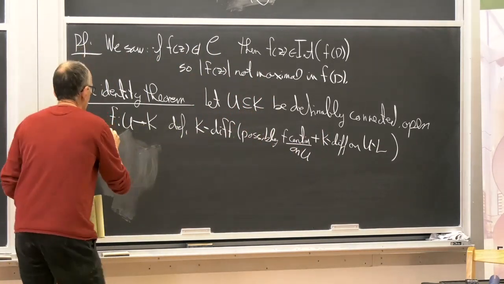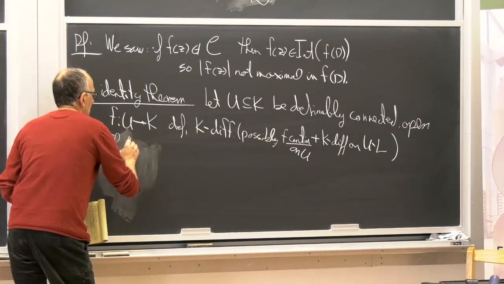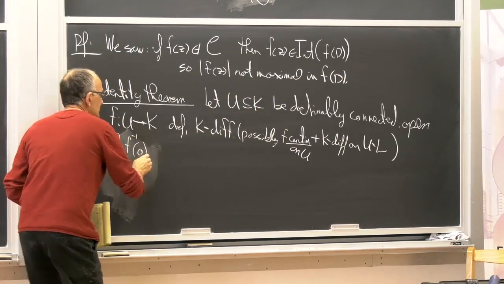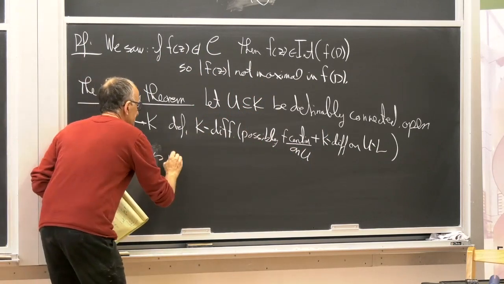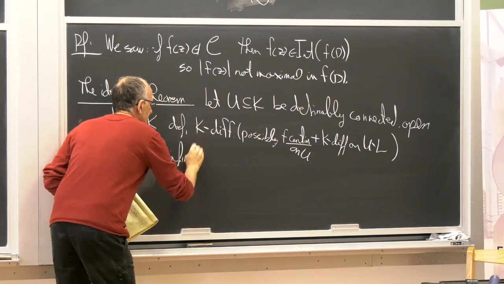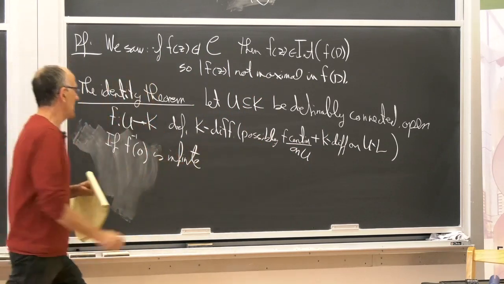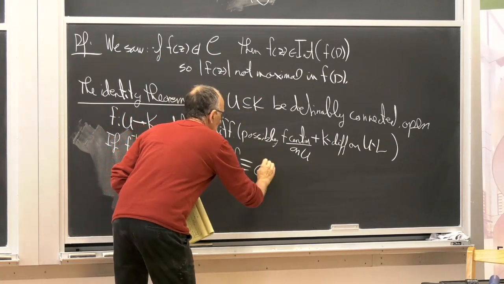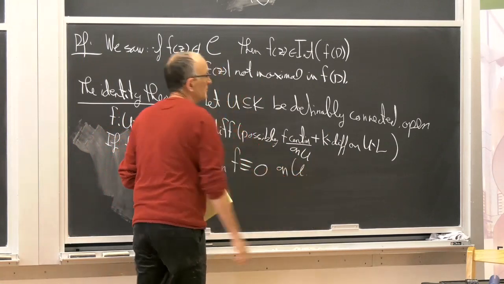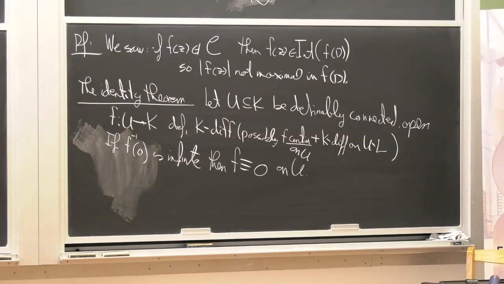All right, if F inverse of zero is infinite, so if F takes zero infinitely many times, then it is constantly zero. You cannot take the value zero infinitely many times.